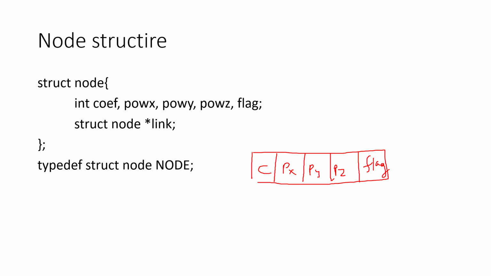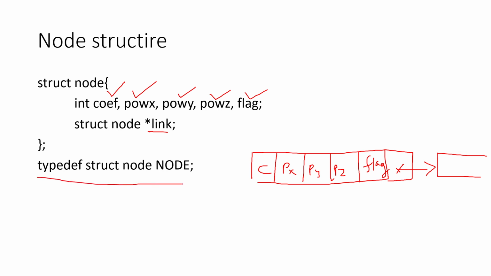We should have one more field, that is the address field, the pointer field, which holds the address of the next polynomial term. That means this is a pointer to the next node. That is why this field. So these are the members required: coefficient of that term, power of x, power of y, power of z, and the flag field and the link field.